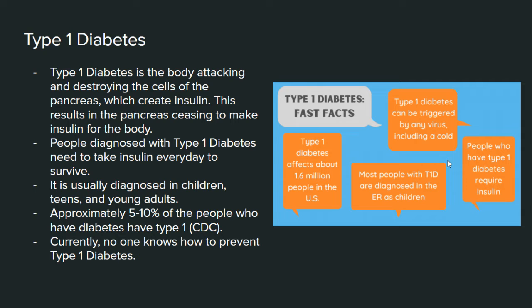Type 1 diabetes is the body attacking and destroying the cells of the pancreas, which create insulin. This results in the pancreas ceasing to make insulin for the body. People diagnosed with type 1 diabetes need to take insulin every single day of their life to survive. It is usually diagnosed in children, teens, and young adults, but it can be diagnosed in people of all ages. Approximately 5 to 10% of the people who have diabetes have type 1 diabetes, so it is pretty rare. And currently, no one knows how to prevent type 1 diabetes.